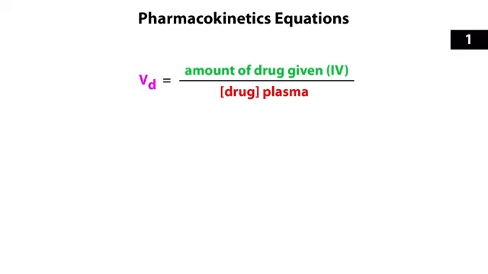So the first one is volume of distribution equals the amount of drug given in IV form divided by the concentration of that drug in plasma, or volume of distribution equals D over C. The second equation is for clearance. Clearance equals 0.7 times the volume of distribution divided by the half-life.